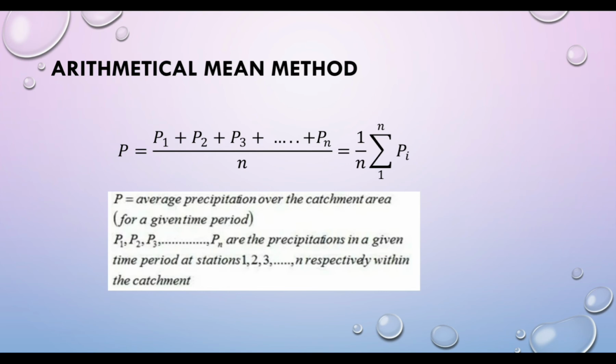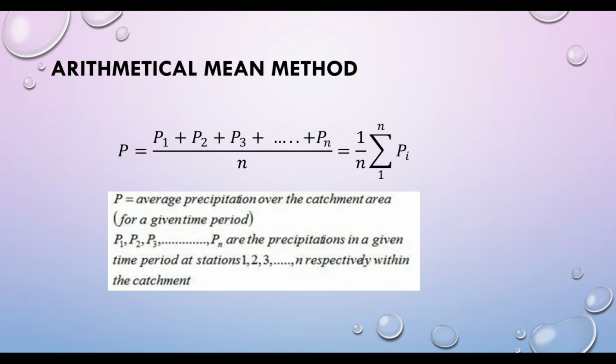When we use the arithmetical mean method, it's just as simple as getting the average. So we have P1 plus P2 plus P3 and so on, all over n, or simply 1 over n times the summation of Pi from 1 to n. So P there is the average precipitation over the catchment area for a specific given time period, and P1, P2, P3, Pn are the precipitations in a given time period at stations 1, 2, 3, and so forth, respectively, within the catchment.